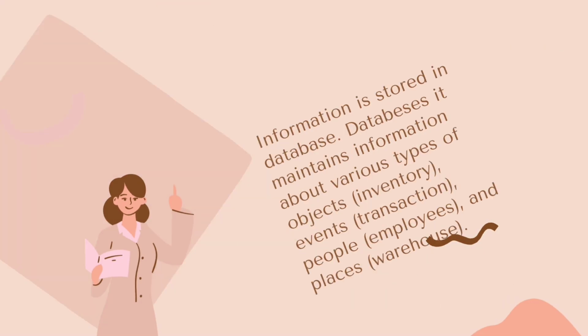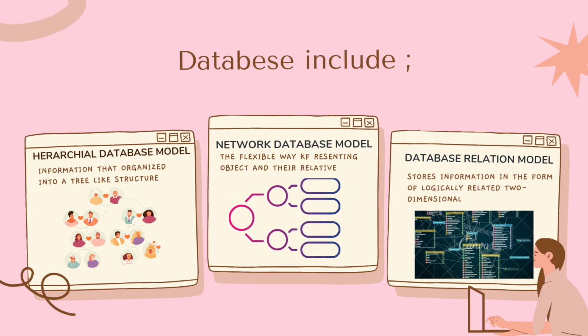There are three database models. The first one is the hierarchical database model. In this model, the information is organized into a tree-like structure, like we used to make a family tree in school. It shows it cannot have too many relationships. The second model is the network database model, which is a flexible way of representing objects and their relationships. And the last one is the relational database model. It stores information in the form of logically related two-dimensional tables.